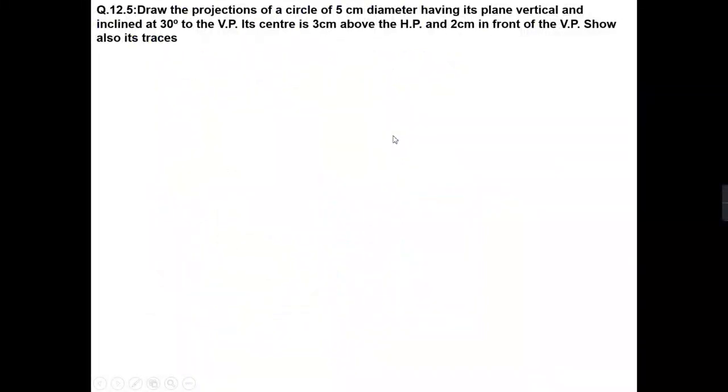Moving on to the next question: draw the projection of a circle of 5 centimeter diameter, having its plane vertical and inclined at 30 degrees to the vertical plane. If the plane is vertical, it means vertical to the horizontal plane. If someone is standing, they are standing on the ground. Similarly, if the plane is vertical, it means vertical on the horizontal plane, and it is inclined at 30 degrees to the VP, so you have to assume that your plane is first parallel to the vertical plane.